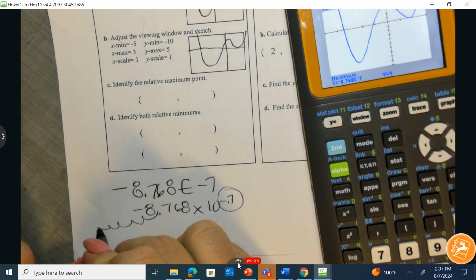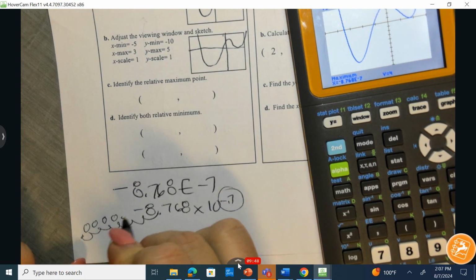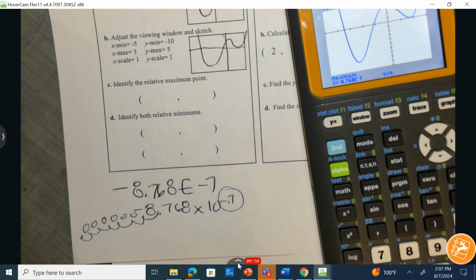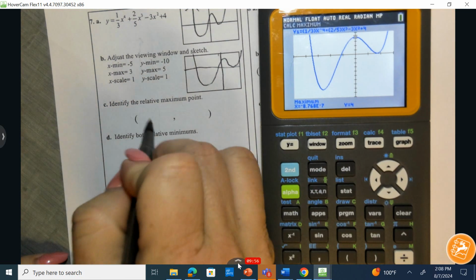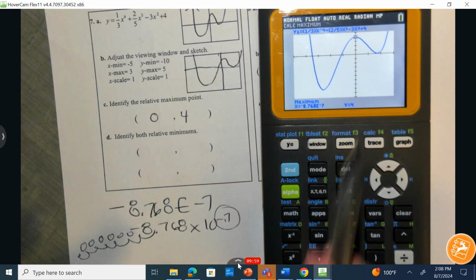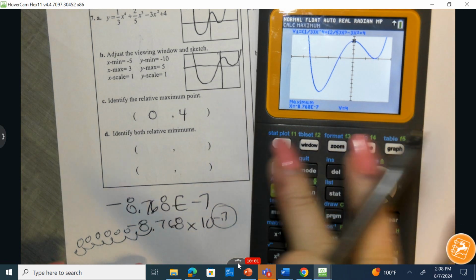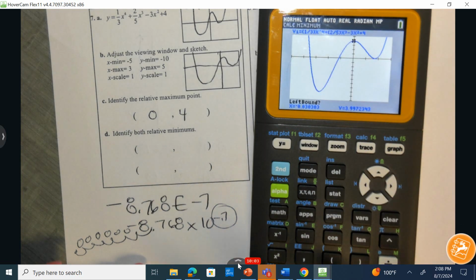1, 2, 3, 4, 5, 6, 7, right? All those open places are going to be filled with zeros. So 0.000008768, really, that's close enough to 0. So we can say that this would be at 0 and 4. Now let's figure out what these minimums are, doing the exact same concept, but instead of going to maximum, we're at minimum.